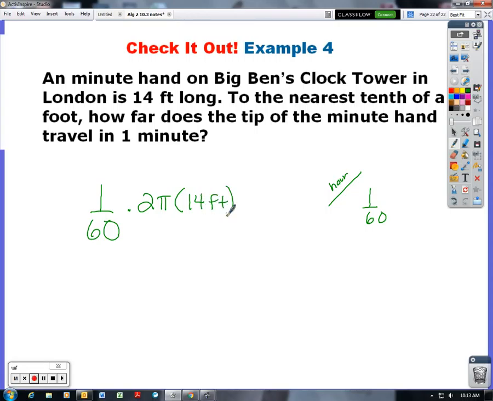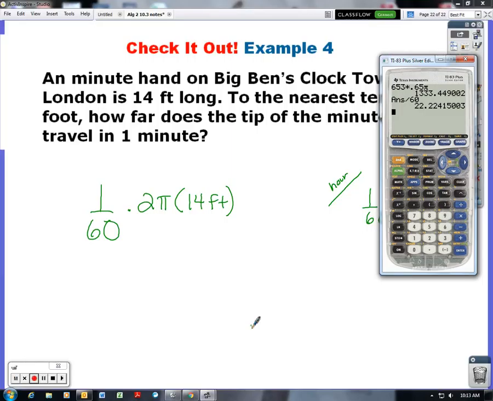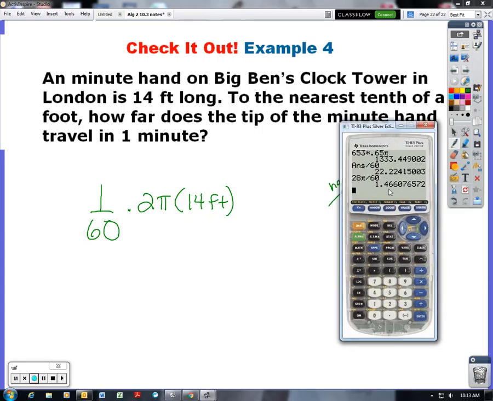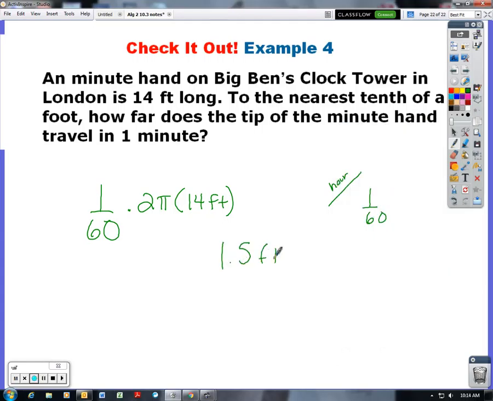Just making sure this all looks good. Yeah. So on the calculator, I'll just do 28 pi, 2 times 14, 28 pi divided by 60. So about, and it says to the nearest tenth of a foot, 1.5 feet. That's a pretty big clock, isn't it? But in 1 minute, it's already gone 1.5 feet. Great, so we'll see you in class.